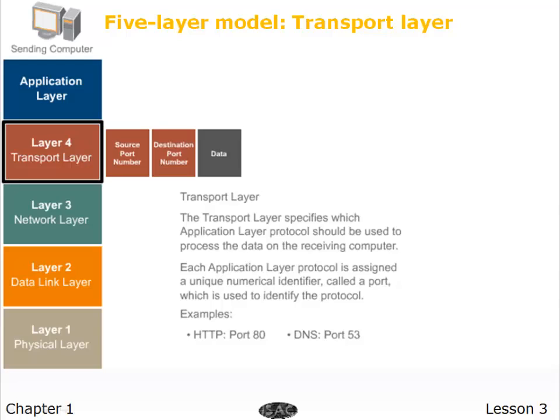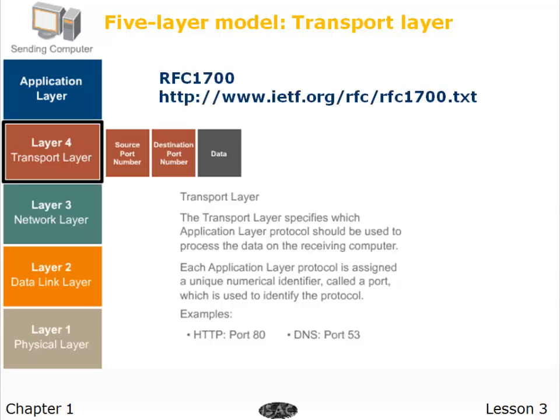So the transport layer adds a source port number and destination port number to the data, which also includes the application layer header, and transfers it. The port numbering you can learn using RFC 1700 or by going to this link. Here all the standardized ports are referenced.